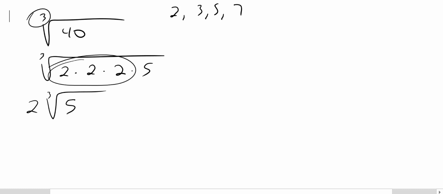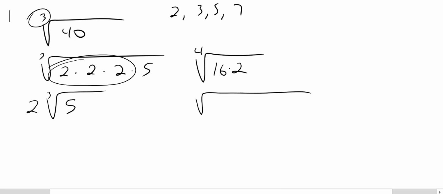So you're looking for 3 of a kind instead of pairs. Okay, so let's do one more. How about the 4th root of 162? I don't really know what that is, to be honest with you. But what I'm going to start doing is dividing it by 2. If I divide that by 2, I get 81.